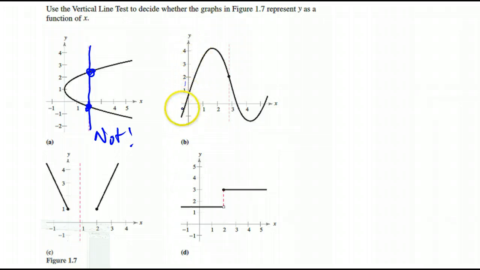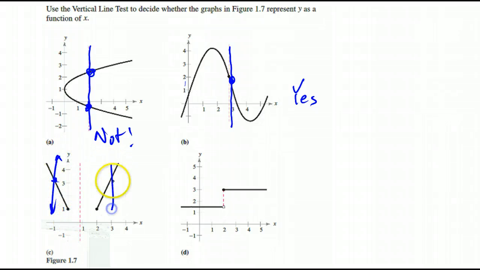Now, if I run a vertical line anywhere on this graph, it will only intersect the graph in 1 spot. So it is a function. Same thing here. A vertical line intersects it at no more than 1 spot. So yes, it is a function. And the same thing here, even here, because you'll notice that right here there's a hole. So even if I drew a vertical line right there, it only intersected at one point, which would be right there. So this is a function.